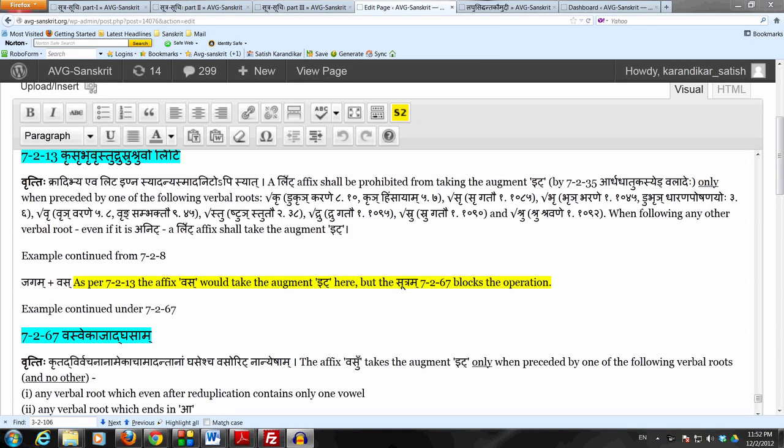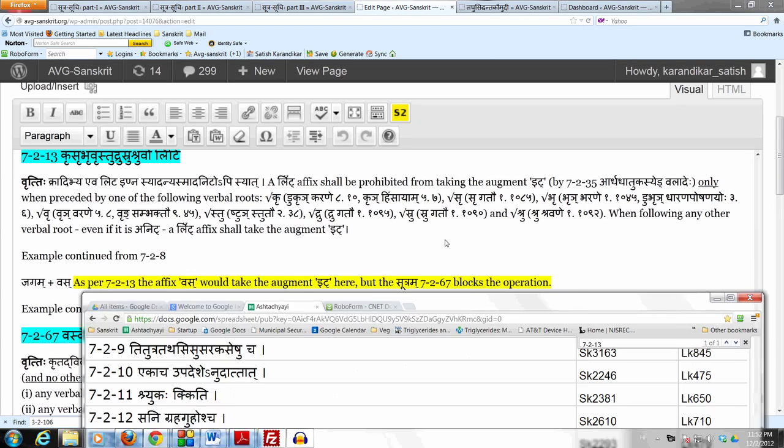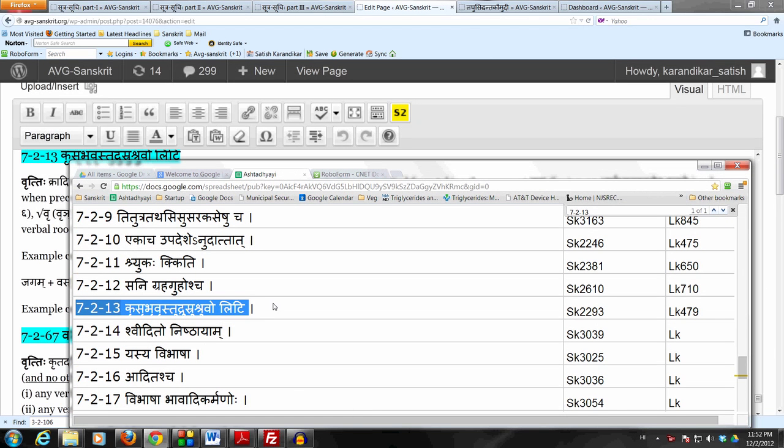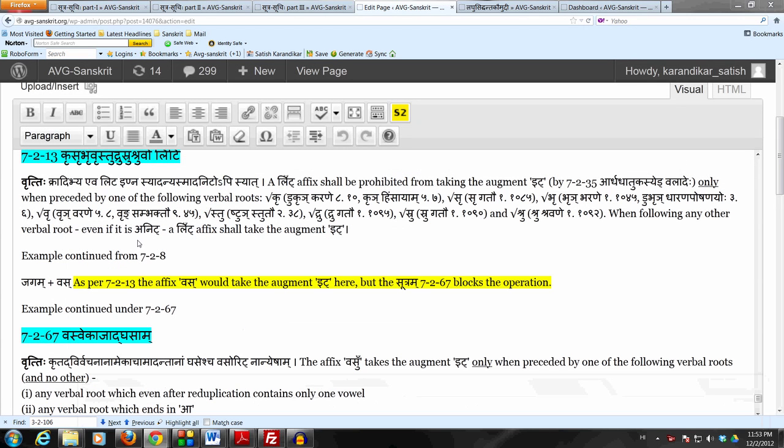Okay, so now let's come to 7.2.13. Kṛ, sṛ, bhṛ, vṛ, stu, dru, sru, śru — vo liṭi. The vṛtti of this sūtram says, "Kṛādibhya eva liṭa iṭ nasyāt, anyasmād aniṭo'pi syāt." Which means this is a niyama sūtram.